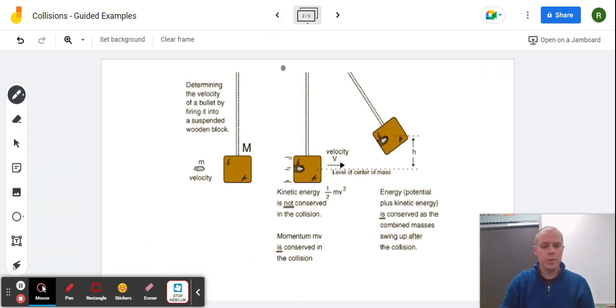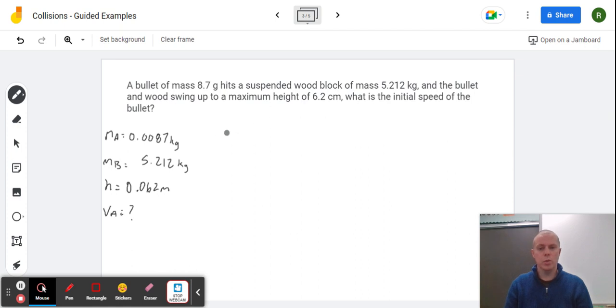So what we're going to do is we have these two objects that are working together, and we know how high they go. So based on how high they go, we can figure out how fast they were moving when they were moving together. And once we know that speed, we can then use conservation of momentum to figure out how fast our projectile, in this case our bullet, was going. So we're going to start with conservation of energy. The energy at the beginning of the swing is the same as the energy at the end of the swing.